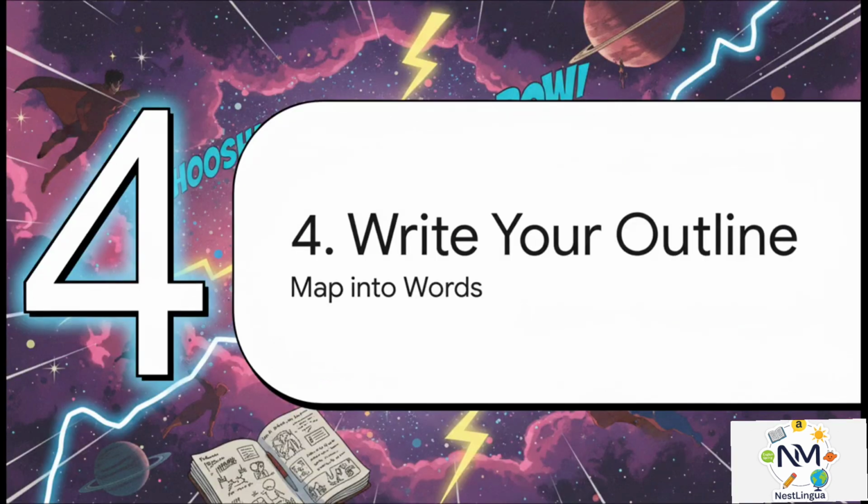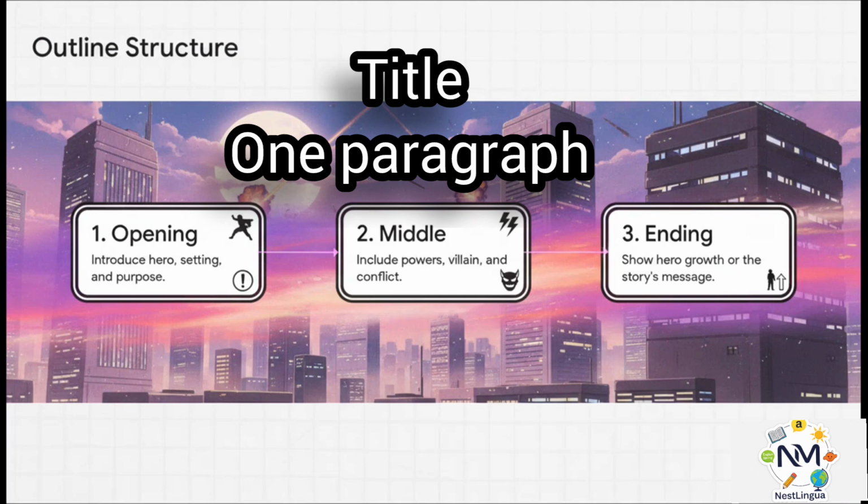I bet your roadmap is filled with some amazing ideas. So now it's time for section 4, write your hero's outline. We're going to turn that awesome map of yours into actual words. So how do we do that? We're going to structure our paragraph in 3 simple parts, kind of like a mini story.